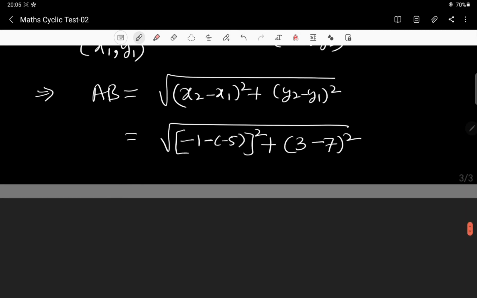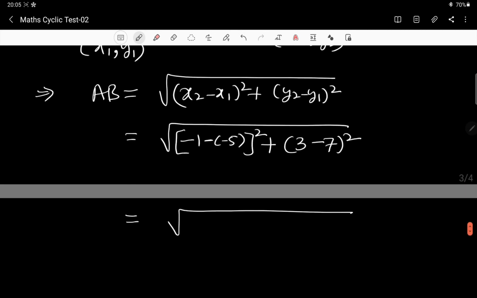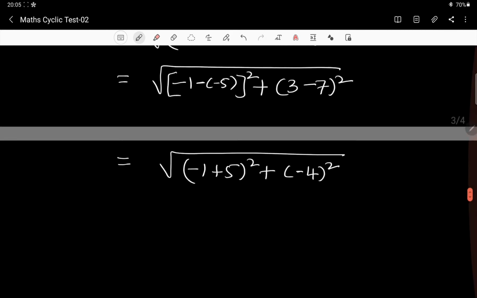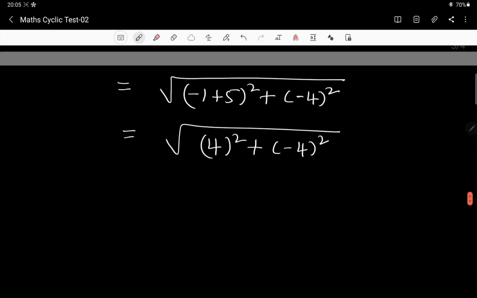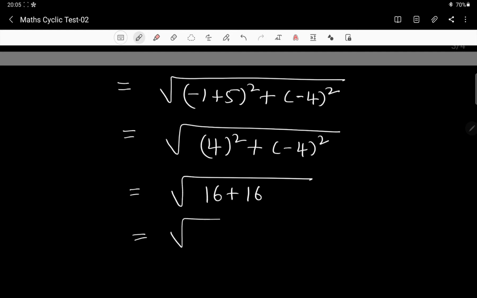You have to be careful while doing this, and that is equal to under root (minus 1 plus 5) whole square plus (3 minus 7, which is minus 4) whole square. So minus 1 plus 5 is 4, so that is 4 square plus another minus 4 whole square, so it becomes under root 16 plus 16. Under root 16 plus 16 can be written as under root 2 times 16, no?